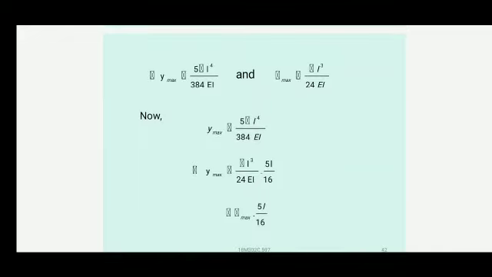The maximum deflection at center is equal to 5WL to the power of 4 by 384 EI, and the maximum slope at ends is small w L cube by 24 EI. That is, Y maximum is equal to 5WL to the power of 4 by 384 EI.